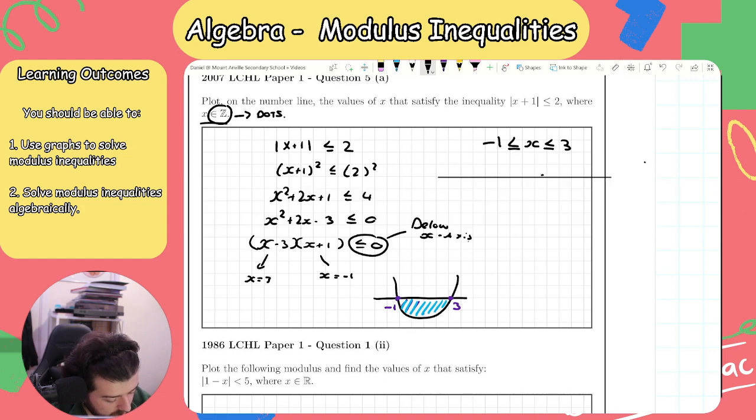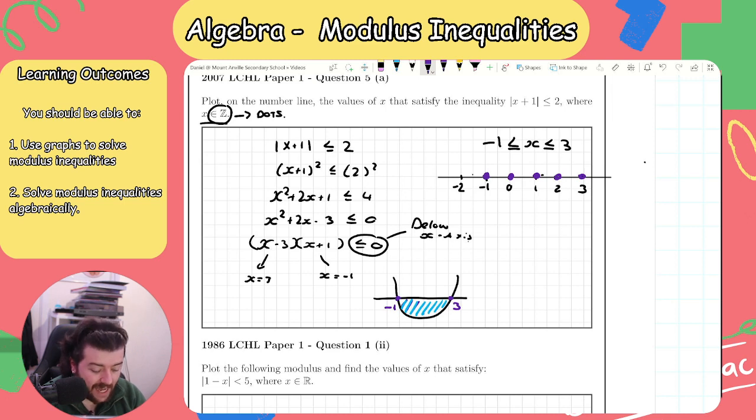Right? So, -1, -2, 0, 1, 2, 3. So, I'm plotting this number line. -1 is included, 0 is included, 1 is included, 2 is included, 3 is included. I'm not going any further because 4 is not included and -2 is not included. So that is my solution set plotted on a number line.